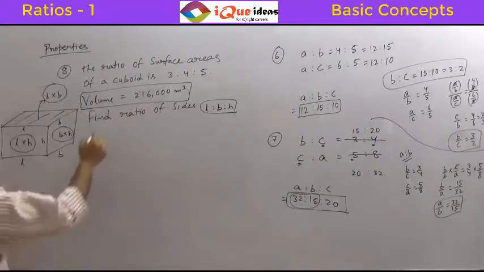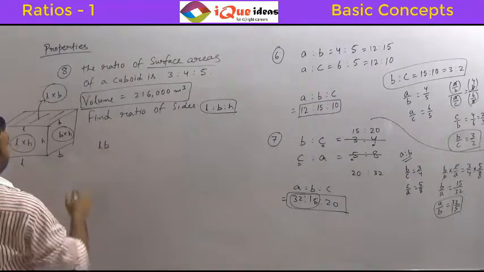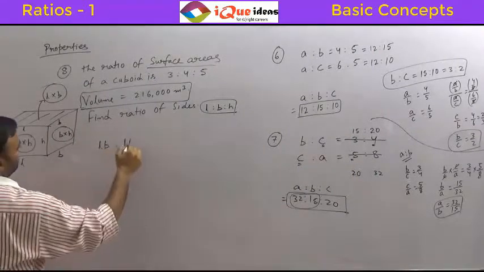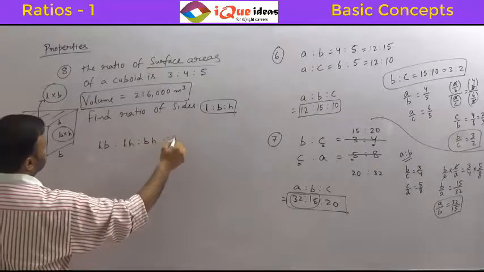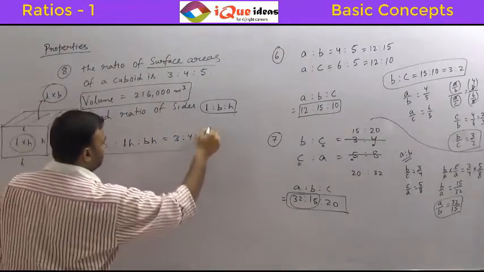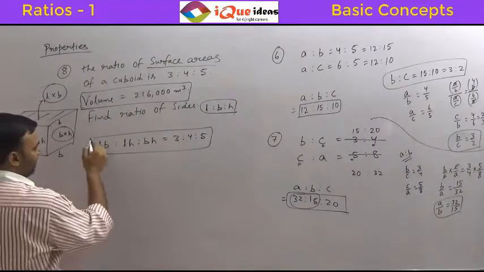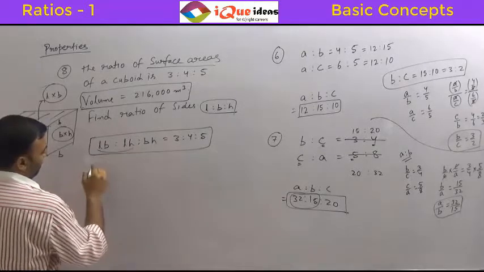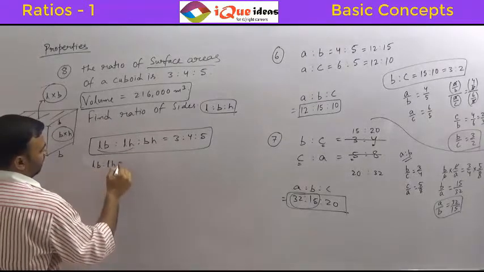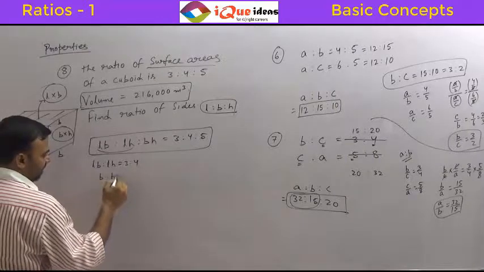What is given? It says ratio of surface areas. That means ratio of LB is to LH is to BH. That is given 3:4:5. Alright. From here we have to find L is to B is to H. Just separate them. For example, if you take 2 of them, so LB is to LH. That is 3:4. From here L gets cancelled out and we get B is to H equal to 3:4.